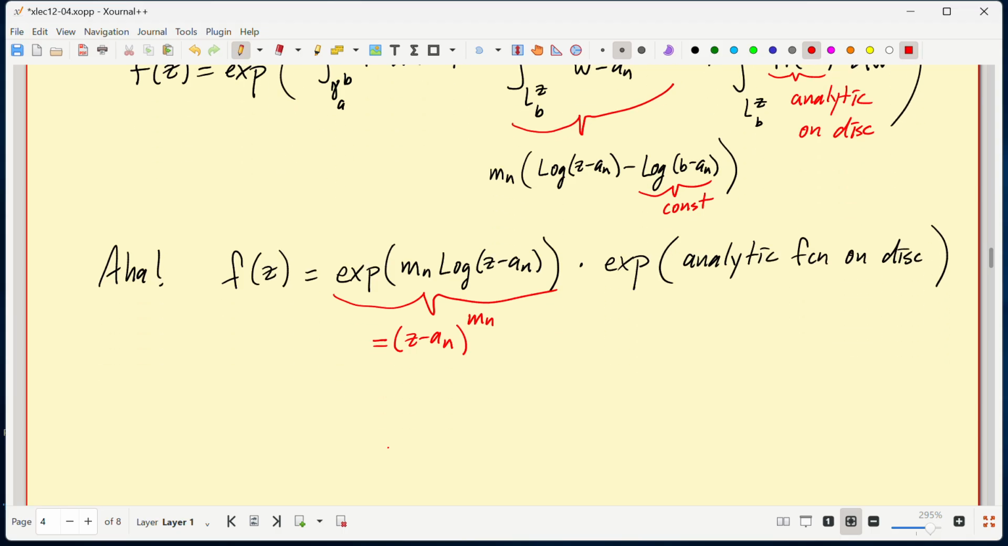Okay, and so we see that f extends continuously past the branch cut. This is analytic on the disk and unequal to 0, so it's non-vanishing there.